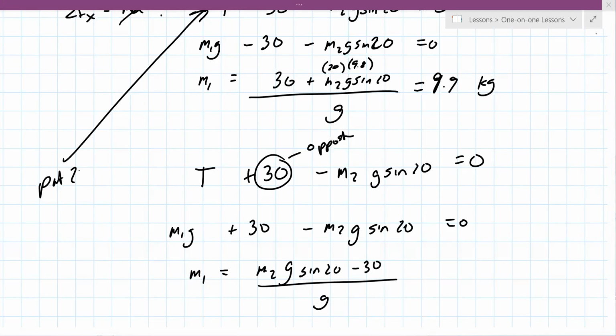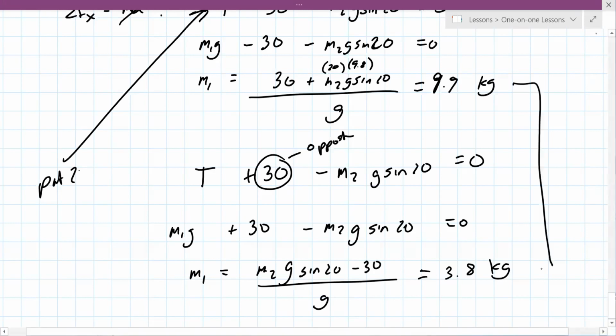It's 30. So this ends up being about 3.8 kilograms. So the point is anything in between these two values, it won't move. And anything outside of them, you'll see movement.